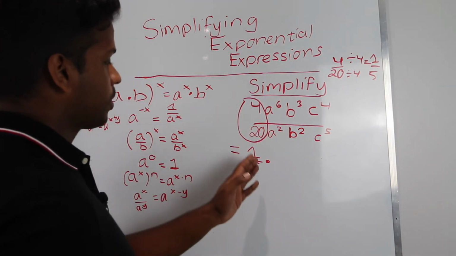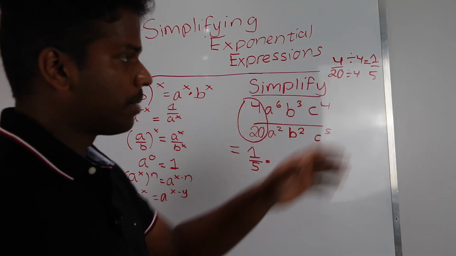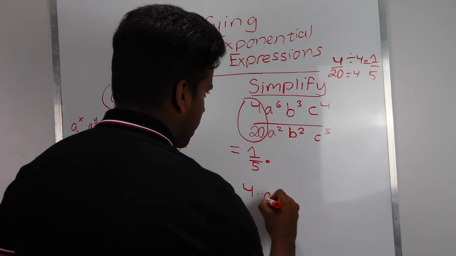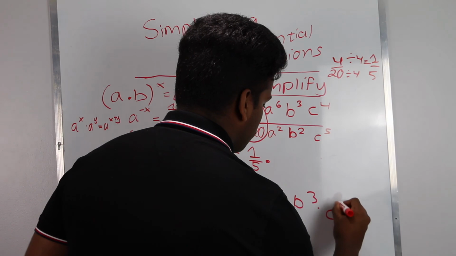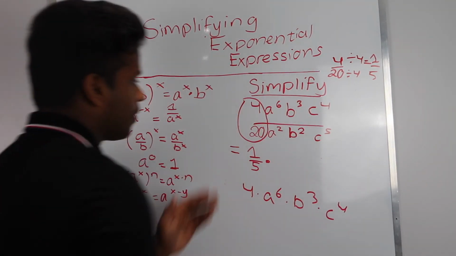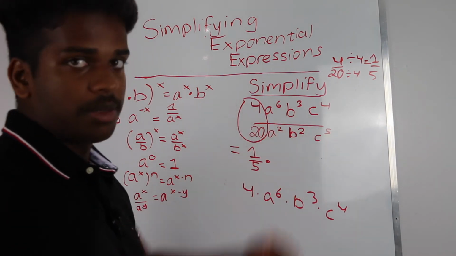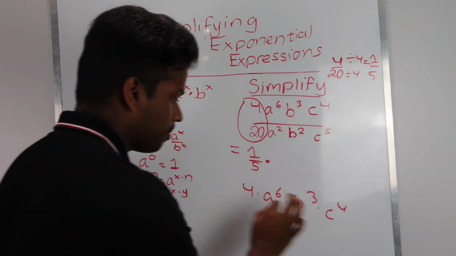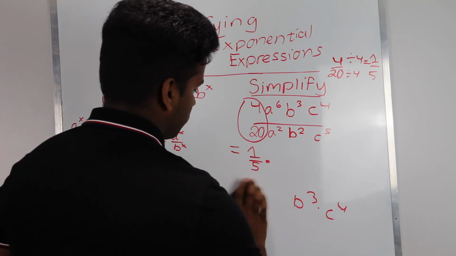Okay, so I'm going to multiply each of them one by one to show you how I do it step by step. Because if you multiply 4 times a to the power of 6, b to the power of 3, c to the power of 4, you'll get what's in your numerator. And same with the denominator: if you multiply 20 times a squared times b squared times c to the power of 5, you would get what you have in your denominator. So I'm just going to multiply it step by step to show you individually how you would tackle this kind of question.